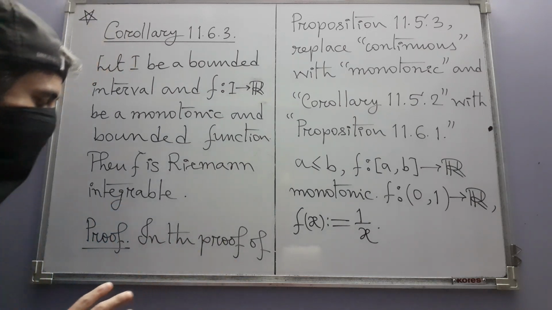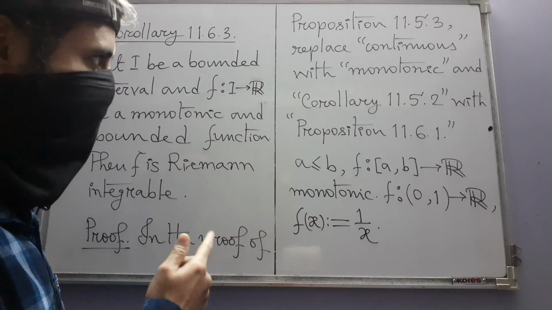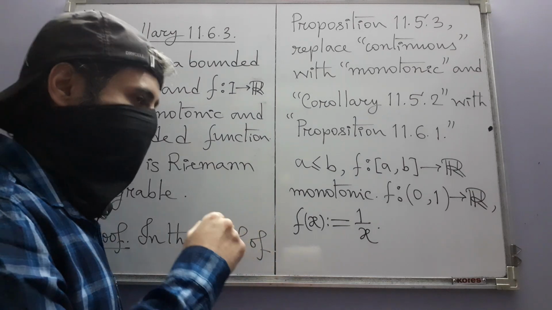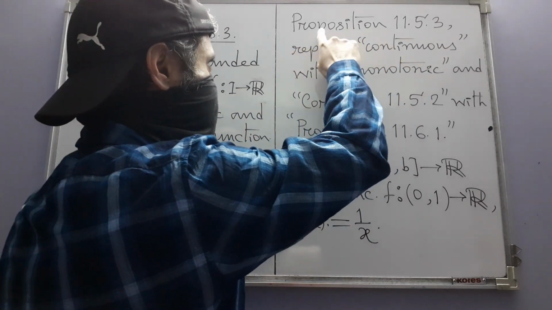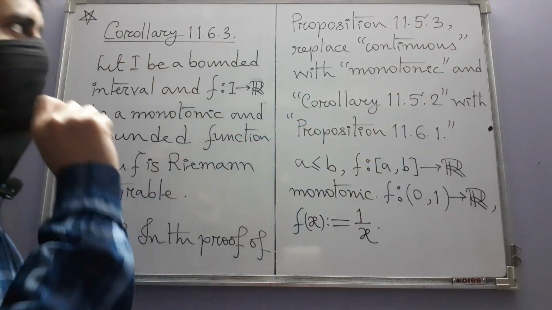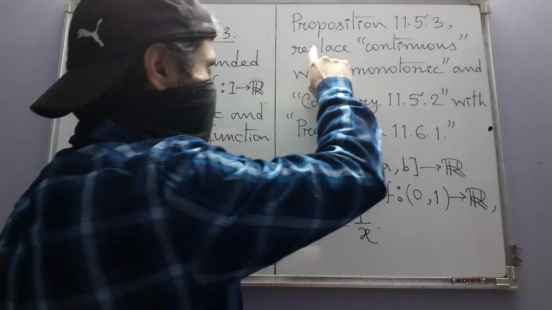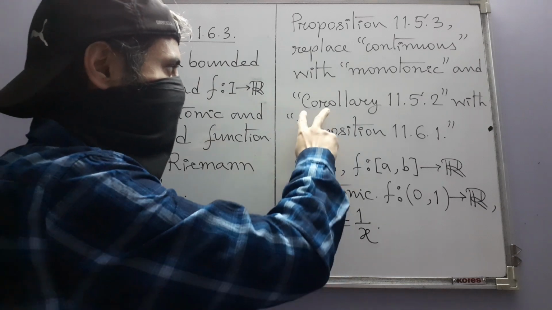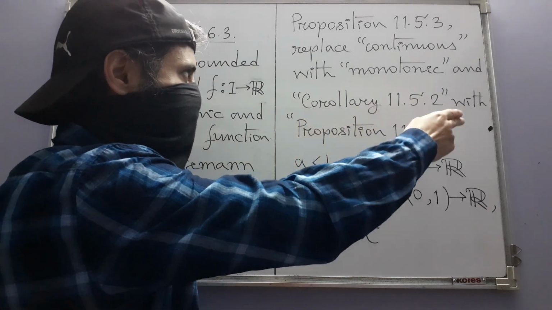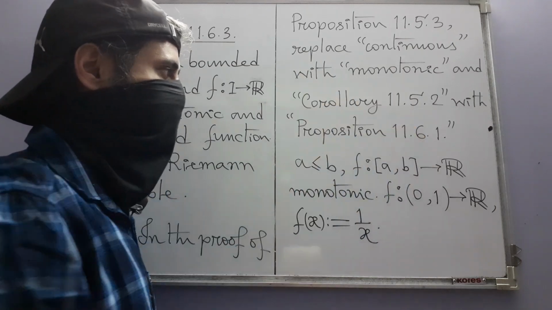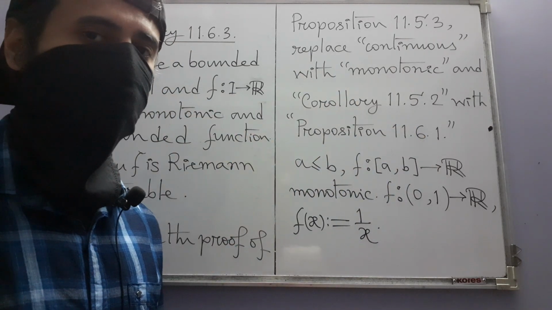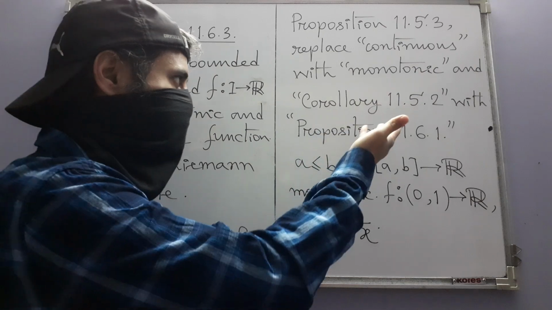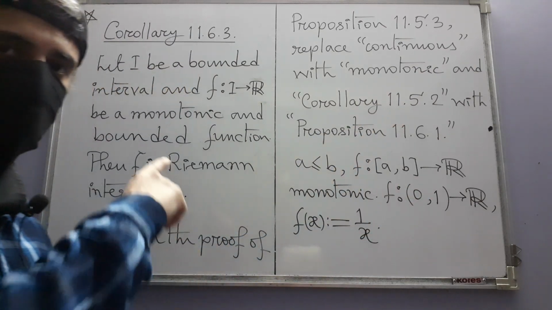And the good thing about this is that the proof is essentially an already encountered proof, where you just have to modify two things. And I want you to do this. You write down the proof of proposition 11.5.3 on paper, and then in places where you have the word continuous, you replace that with the word monotonic. And where we have used corollary 11.5.2 in that proof, you just write proposition 11.6.1, and then you read it. You will see that that becomes the proof of this. That's just it. With only these two replacements, you have the proof of this corollary.